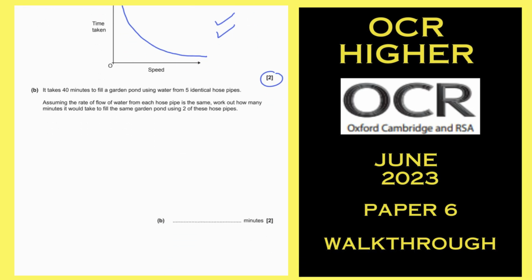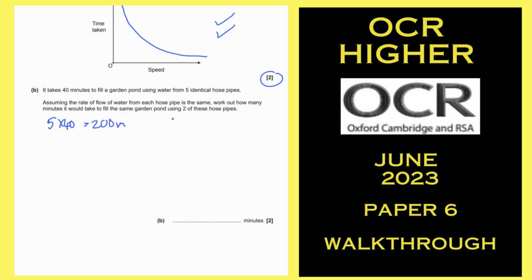Question B. It takes 40 minutes to fill a garden pond using water from 5 hose pipes. Stop right there. That's a total of 200 minutes filling time, or whatever the heck you want to call it.